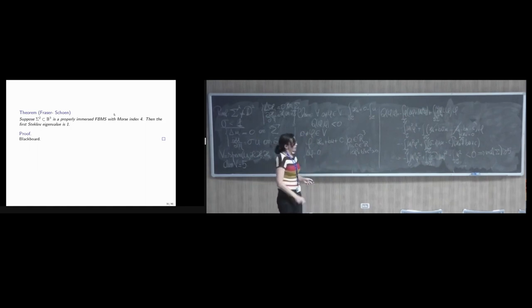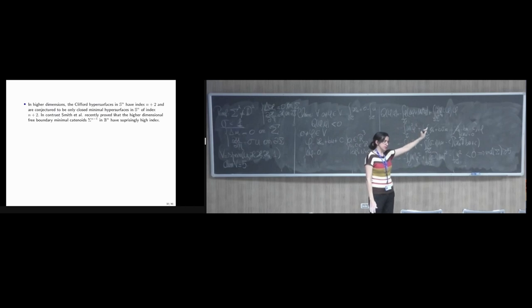Well, let's move on. If you don't have any question, this theorem is very important because if you have a free boundary minimal surface with index 4, then the first Steklov eigenvalue is equal to 1, right? Let's move on.